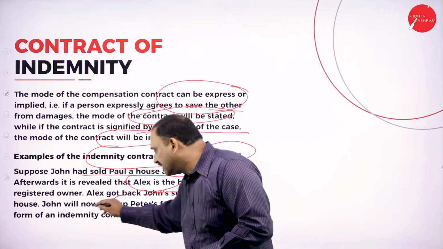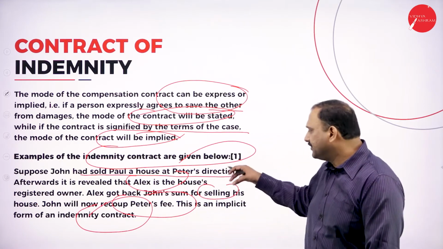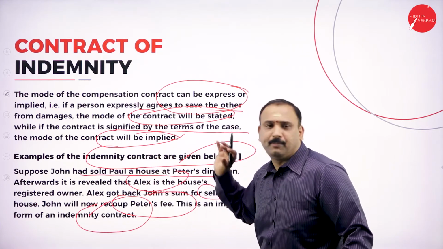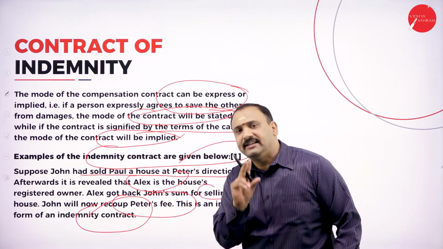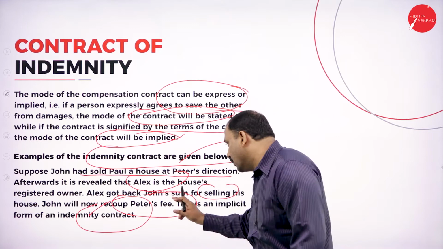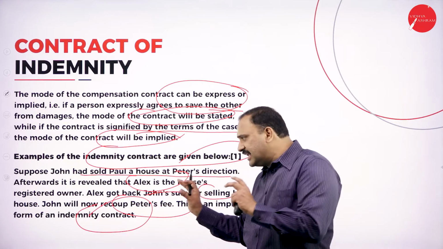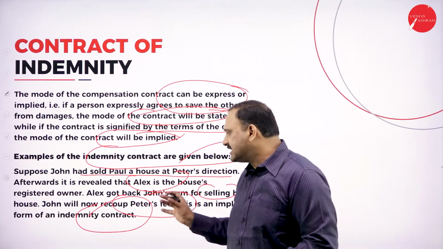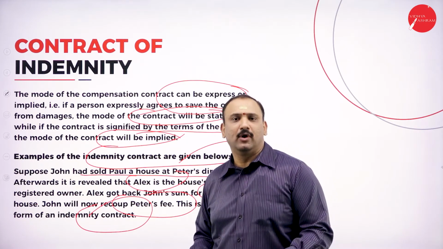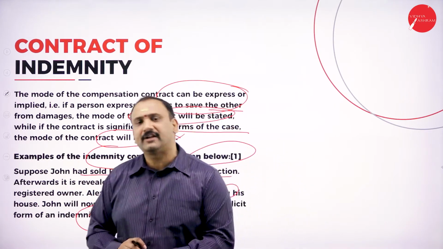Now, this is an implicit form of indemnity contract. So, you are able to see that on the direction of somebody, John had gone ahead and sold the house to Paul. But then you find out that the house did not belong to John. It actually belonged to Alex. So now Alex gets back to John and says that John has to return the sum from selling that house. So John will go and recoup Peter's fee. He will say, you have to give it back to me, because that's an implicit indemnity contract altogether.